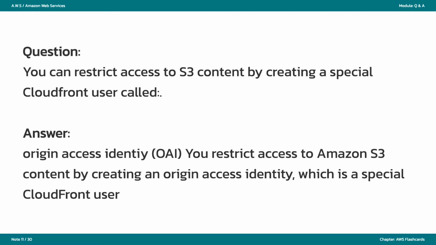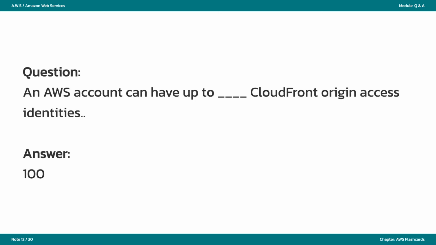Question: You can restrict access to S3 content by creating a special CloudFront user called. Answer: Origin Access Identity, OAI. You restrict access to Amazon S3 content by creating an Origin Access Identity, which is a special CloudFront user. Question: An AWS account can have up to dash CloudFront Origin Access Identities. Answer: 100.